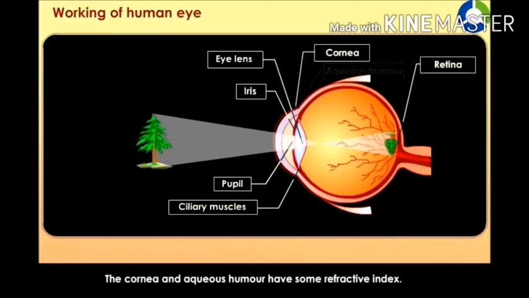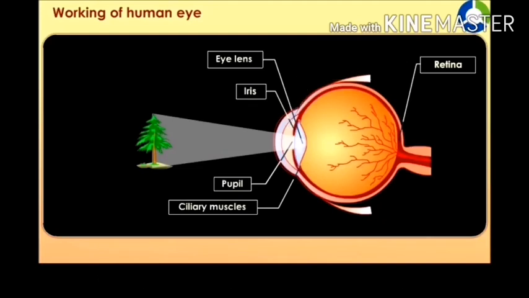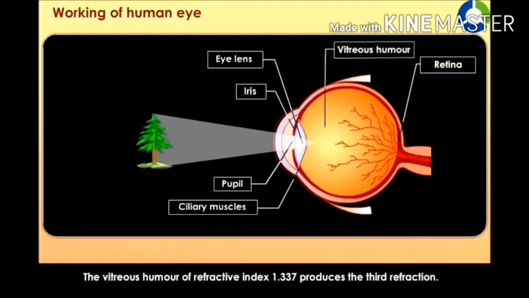The cornea and aqueous humor have some refractive index. Rays of light entering the eye suffer the first refraction in this region. The crystalline lens of refractive index produces the second refraction. The vitreous humor of refractive index 1.337 produces the third refraction.